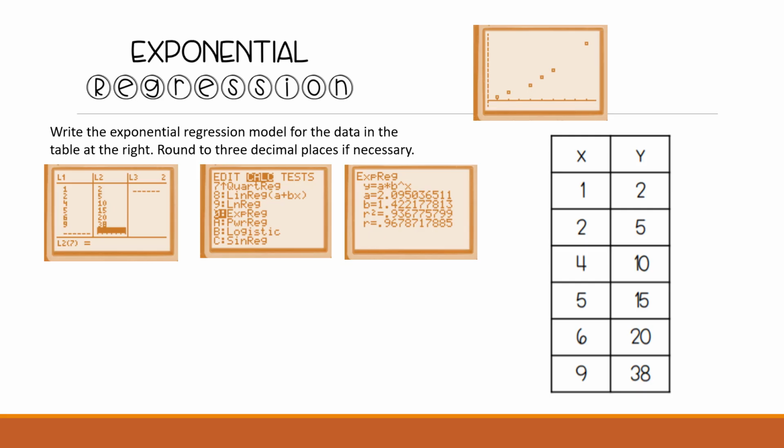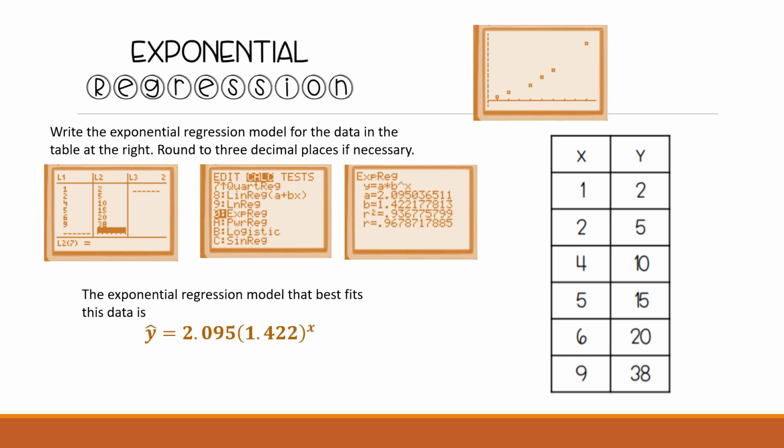We're going to put in list 1, comma list 2, as we always do. The general form is y equals a times b to the x, and it gives us the values for a and b to put in our equation. The exponential regression model that best fits this data is y hat equals 2.095 times 1.422 to the x power.